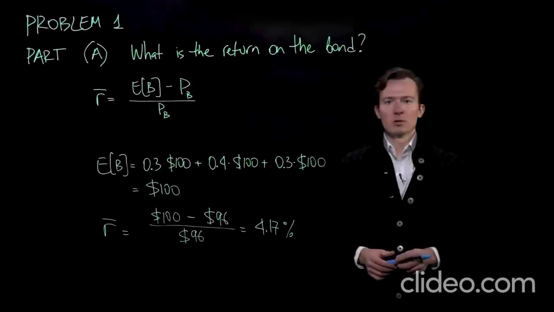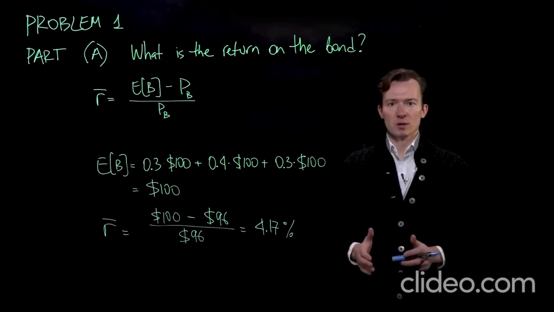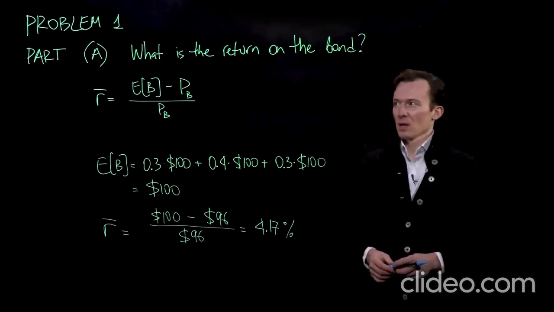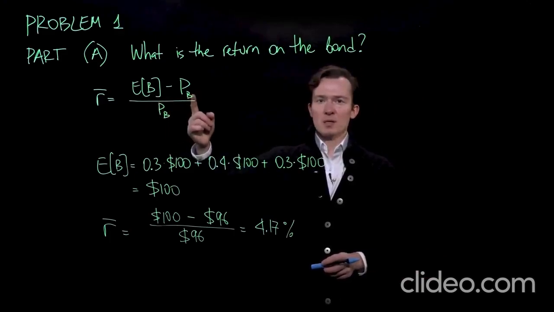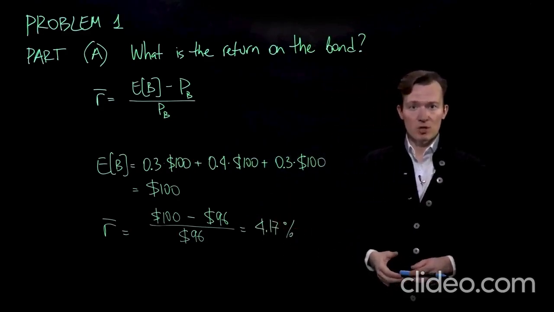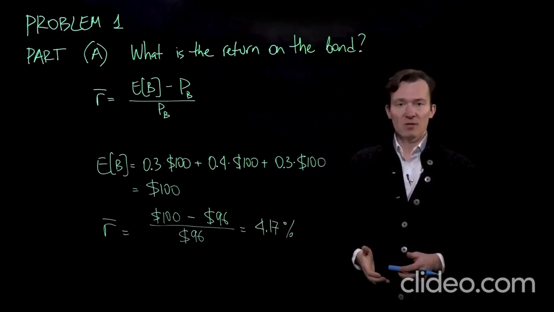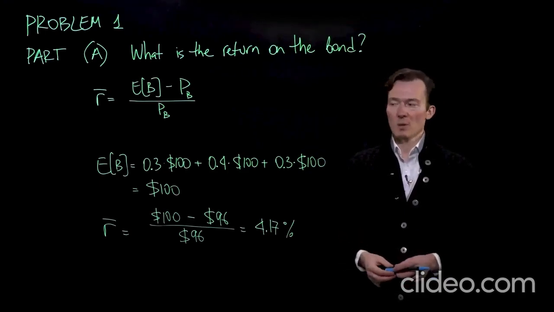So what is the return on this bond? Well, let's start with the definition of what expected return is. It is the expected payoff that we get from this bond minus its price, divided by its price. We already know the price of this bond, which is $96. So what's left to find is the expected payoff that we get from investing into this bond.